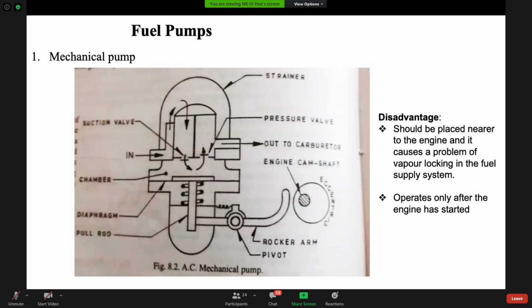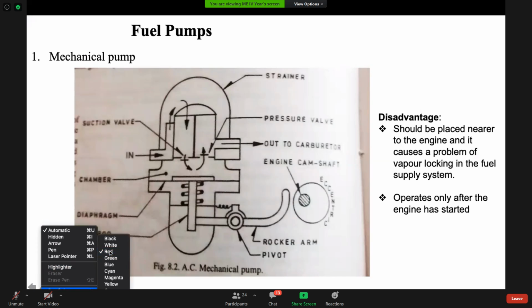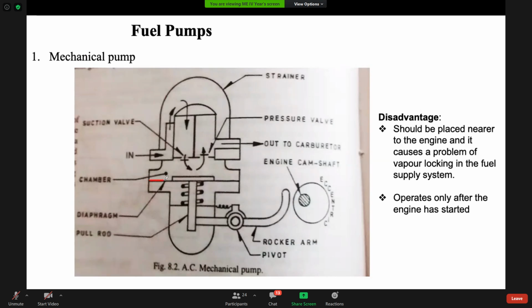Now you people are in your final year of engineering. You can easily understand the figure, how it works. Basically, here you can see there is one diaphragm. This is the diaphragm, if you are able to see my mouse cursor. This is your diaphragm.